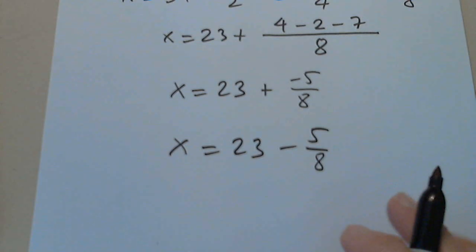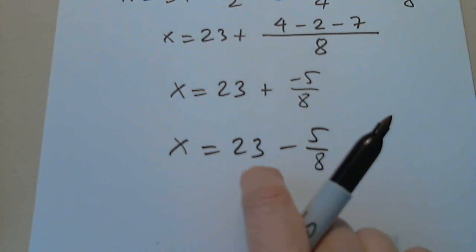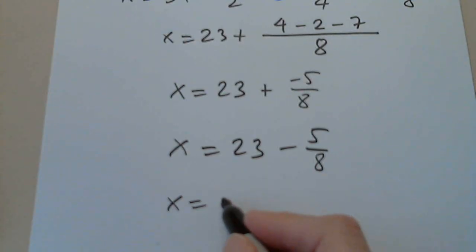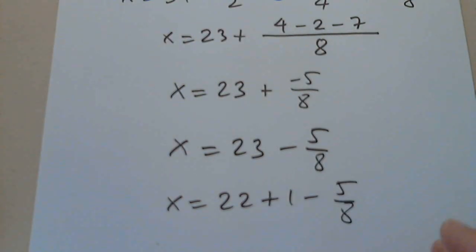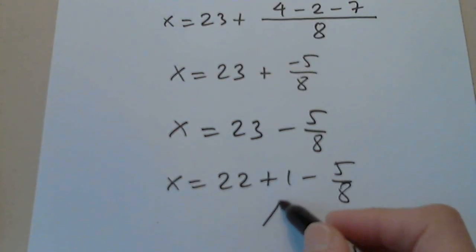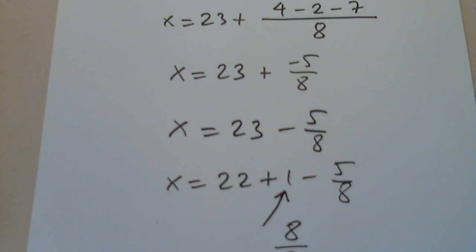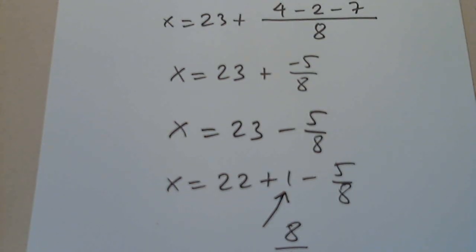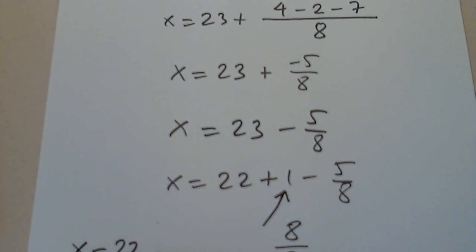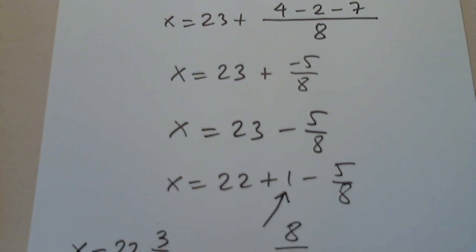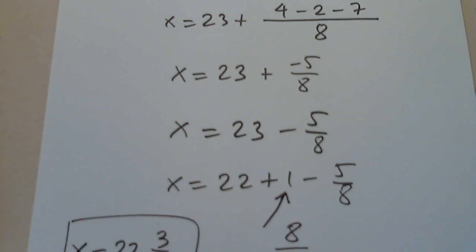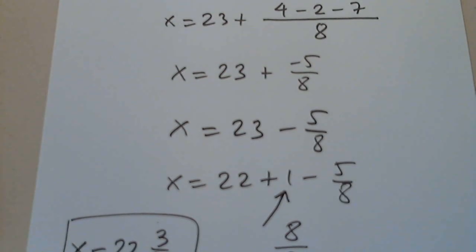I have no choice but to borrow a 1. So I'm going to have to write 22 plus 1 minus 5 over 8. Even if you don't write it, you imagine that you replace the 1 by 8 over 8. So you can subtract 5 over 8 from 8 over 8. Therefore, x equals 22 integers, and 8 over 8 minus 5 over 8 is 3 over 8. And of course, never forget the measurement unit.